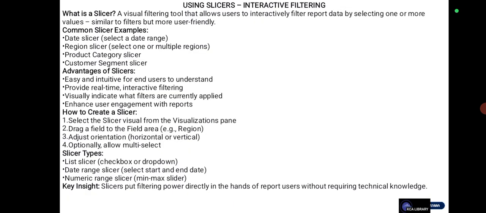Okay, let's talk about slicer. What is a slicer? A slicer is a visual filtering tool that allows users to interactively filter report data by selecting one or more values. It's similar to a filter, but it's more user friendly. Examples can be a date slicer, region slicer, product category slicer, customer segment slicer, and so forth. Now, it is easy and intuitive for end users to understand, and it can also help to provide real-time interactive filtering.